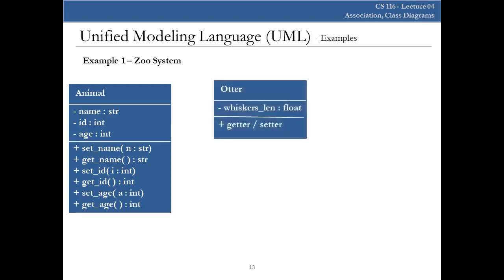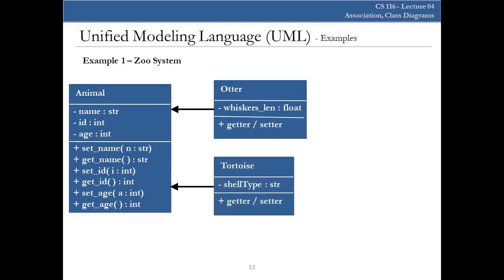Now I inherit a class from this class: otter. So otter is an animal which is kept in a zoo, and see the arrow. This arrow indicates inheritance. This class otter has one attribute, whiskers length. It could be float. It's a private attribute, and then we can define some public getter setter methods, and I haven't shown them here for simplicity. Then I am defining another class here, which is tortoise, and this class also inherits from the same class animal. It contains one attribute, shell type, which is private, and then we can provide some supporting public getter setter methods.